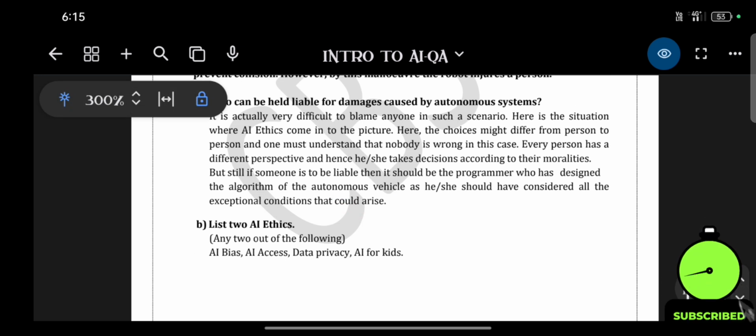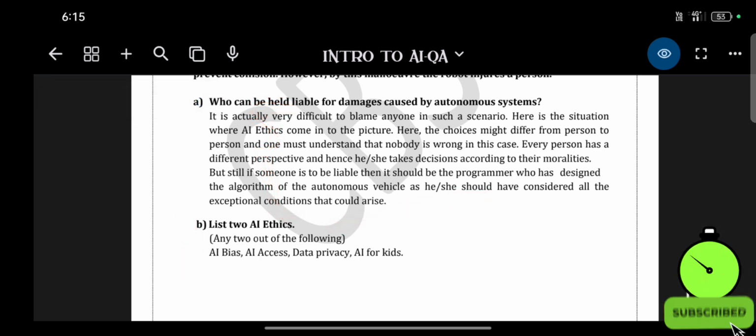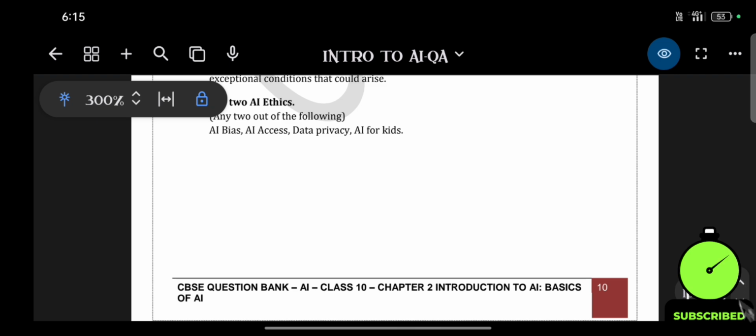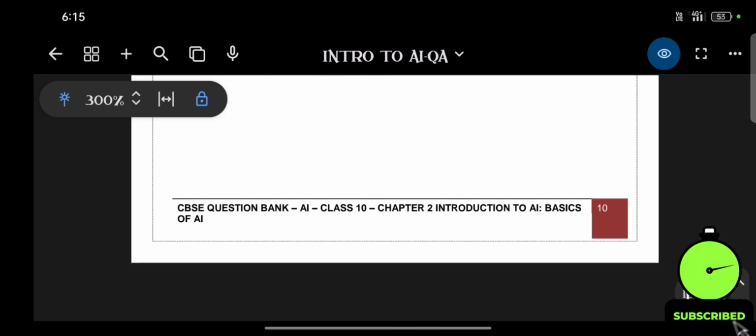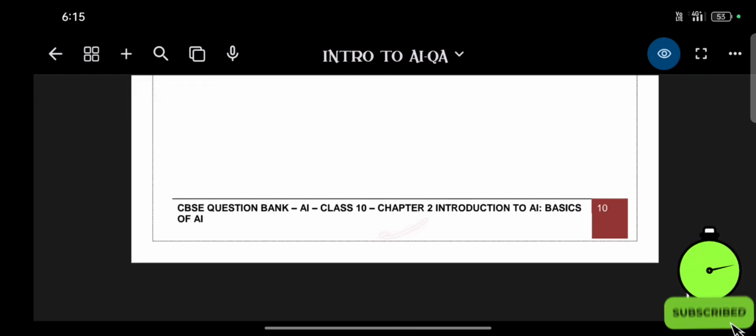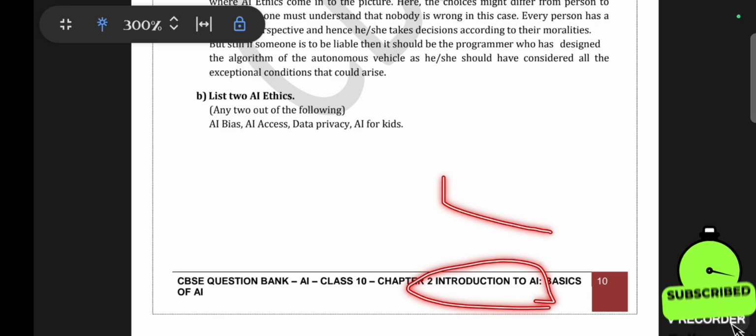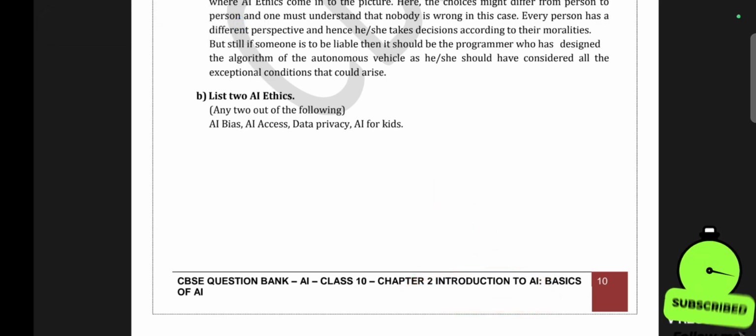So this was the answer to the first, and the second question was: list two ethics of AI. Basically, here the ethics are given as this, but if you want, you can discuss them in two lines: AI bias, AI access, data privacy, and AI for kids. So these were the questions from chapter 2, Introduction to AI.